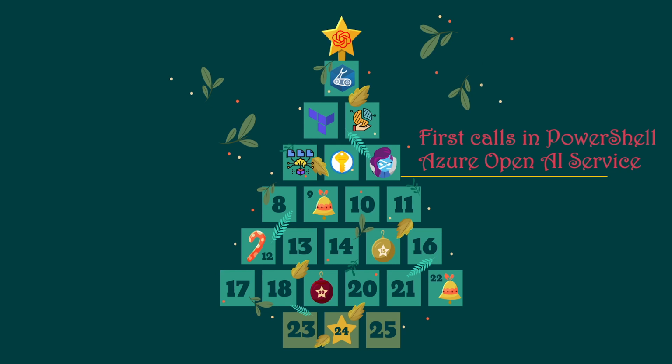Ta-da! For episode 7, we're gonna do our first call or calls in PowerShell to the Azure OpenAI Service API. And in the previous episode, we went ahead and created the API key in a secure way. Basically, we stored it in an Azure Key Vault. And today we're gonna build on top of that, get the API key, get the whole setup, and do a couple of calls. So let's jump in.